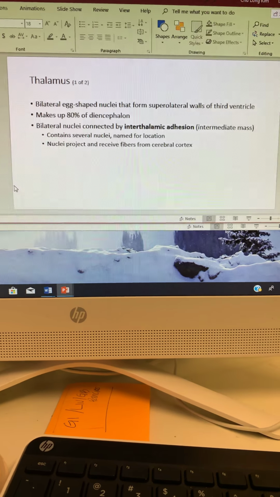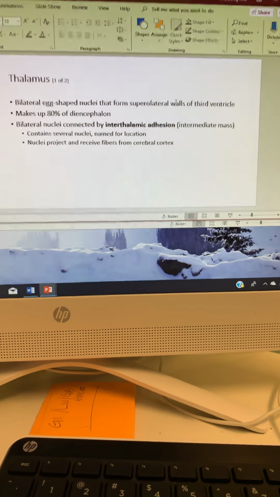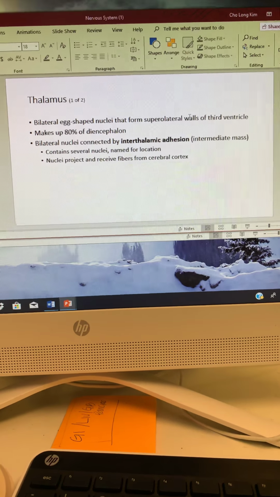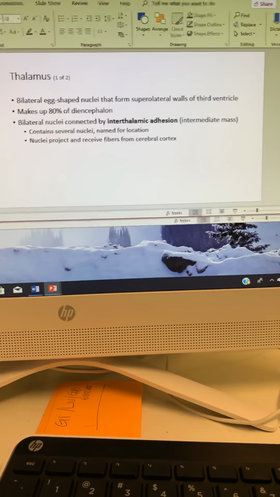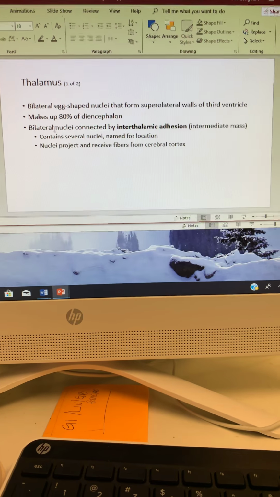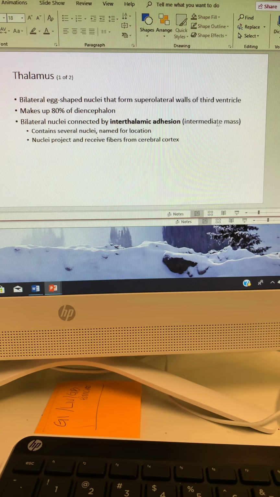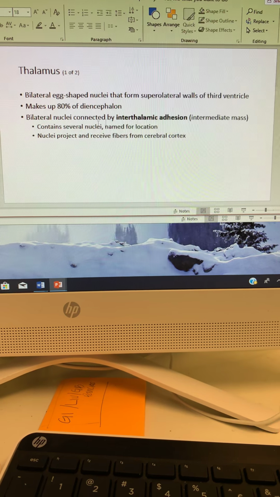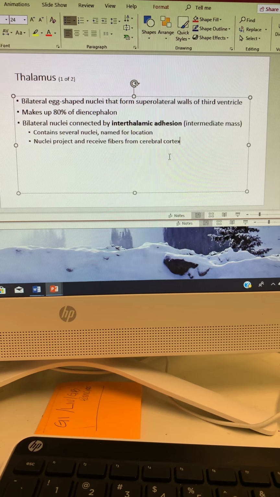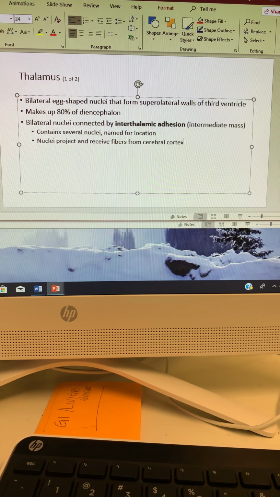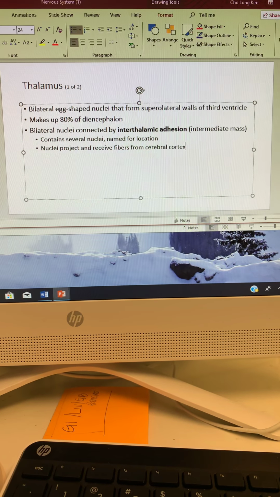The thalamus is a bilateral egg-shaped nuclei that form the superolateral walls of the third ventricle, and it makes up 80% of the diencephalon. Bilateral nuclei connected by interthalamic adhesions, which is an intermediate mass. It contains several nuclei, which are named for their location. The nuclei project and receive fibers from the cerebral cortex.